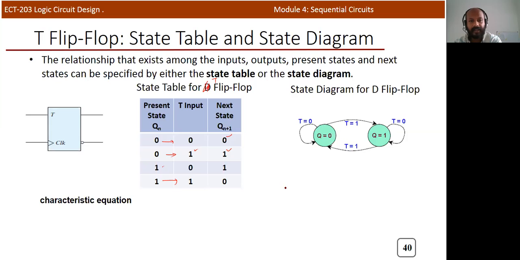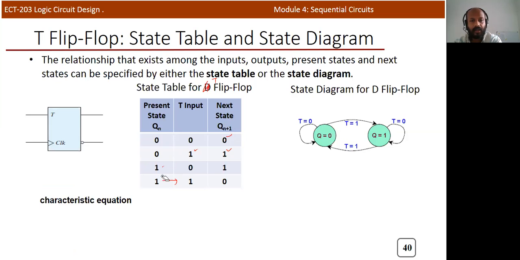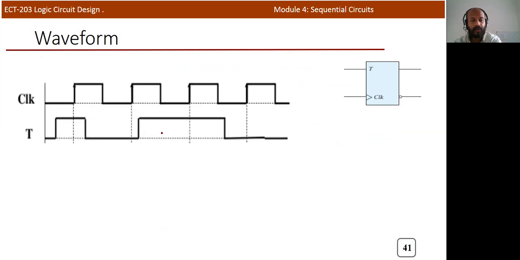So now we need to write the characteristic equation. For writing the characteristic equation, we need to write Qn plus 1. Qn plus 1 is equal to 1 in two cases, so you can write this is one possibility and this is another possibility, so you can write Tn XOR Qn. Okay, an XOR gate.